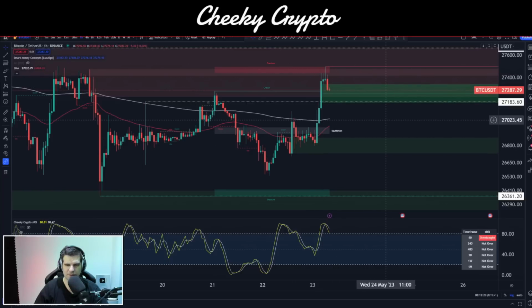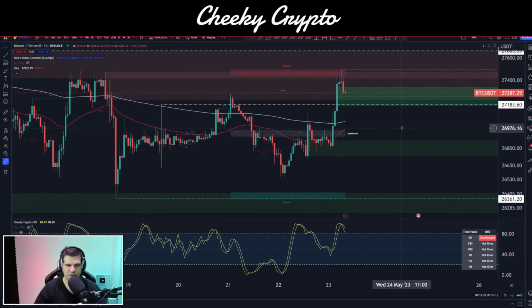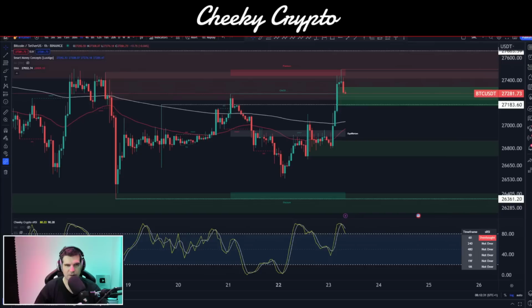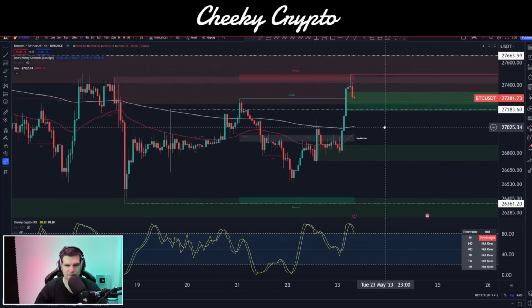We've seen a push to the upside. This has actually changed our structure a little bit on our smart money concepts, and so we're going to dive into that and see what's going on. We'll take a look at the Elliott theory and what this might mean for our structures here as well. But for now, let's just start with the smart money concepts.